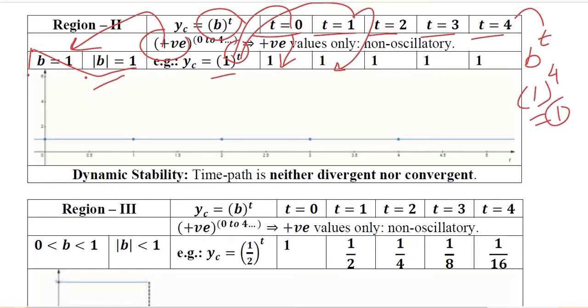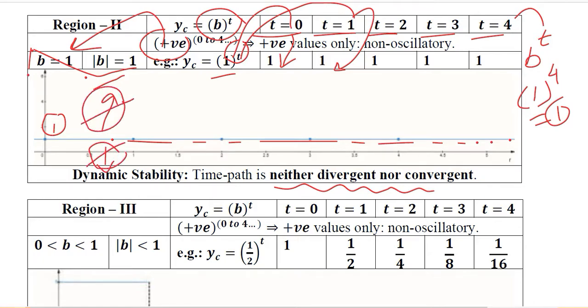So no matter what is the exponent, the answer of this expression, that is 1 raised to the power t, will always be 1. So you can see that it is equal to 1, and it is continuing to be at the same level no matter how the time is varying. So this time path is neither convergent nor divergent, because it is neither moving above nor moving below. So it's neither of those two cases.